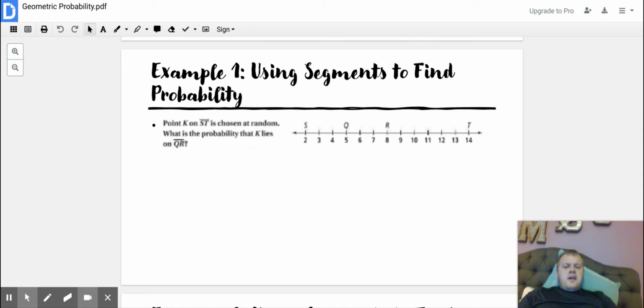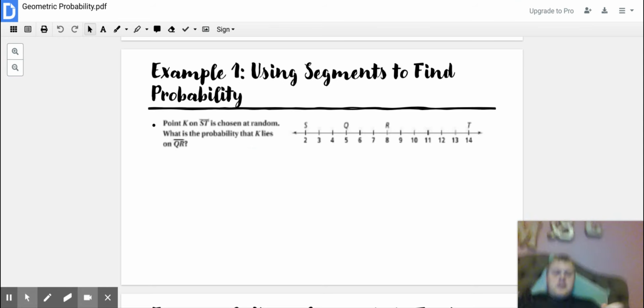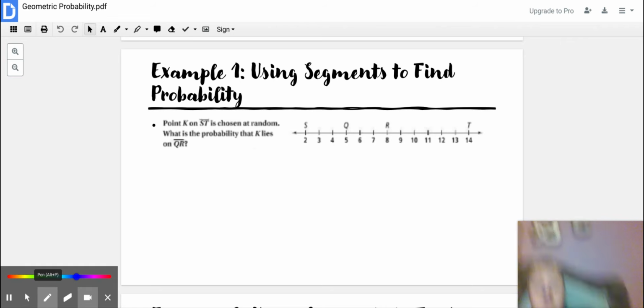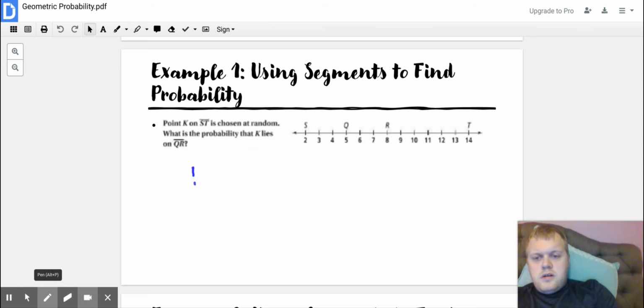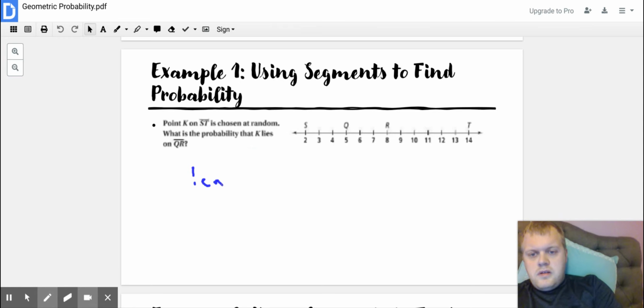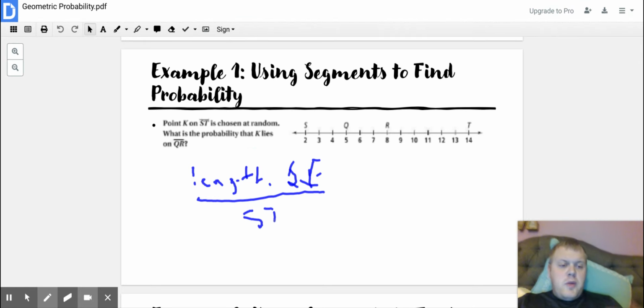All right, so using segments to find probability. Example 1: point K on ST is chosen at random. What is the probability that K lies on QR? So again, part over whole. We're trying to find the length of QR over ST. The best way that we can find that here is to go big minus small.